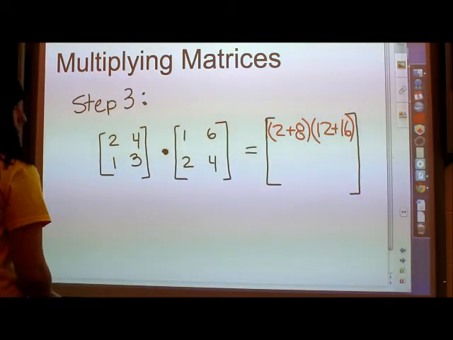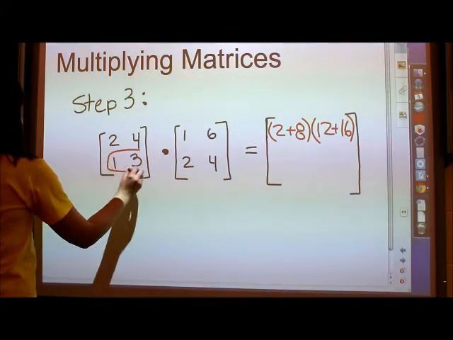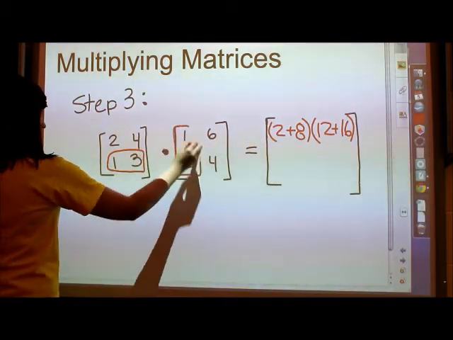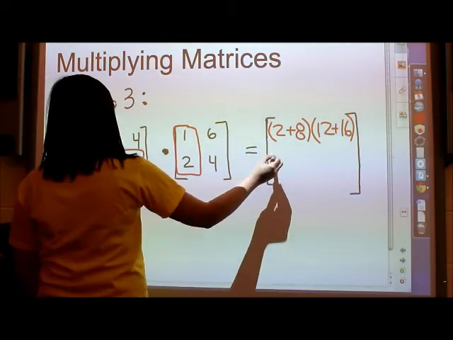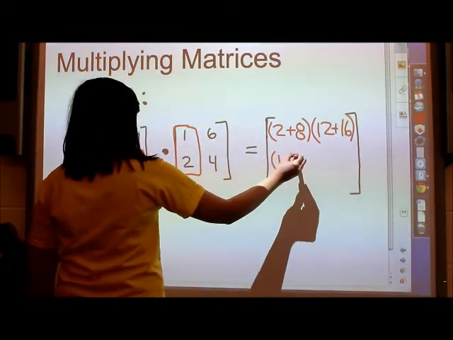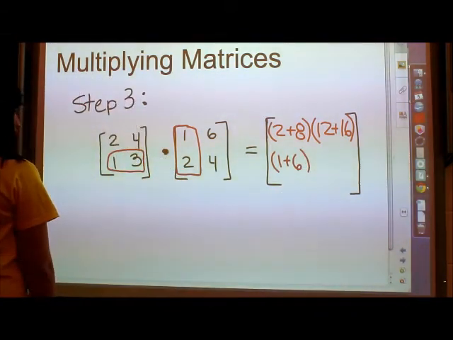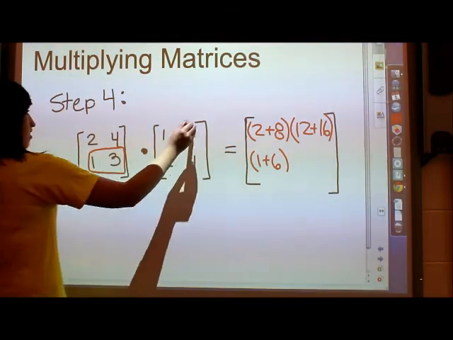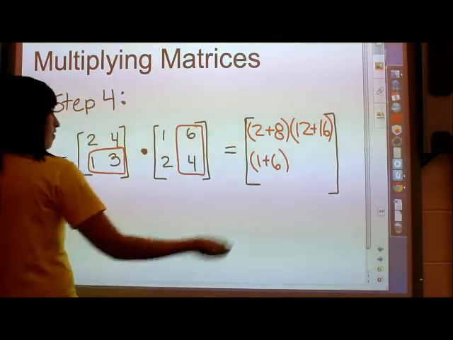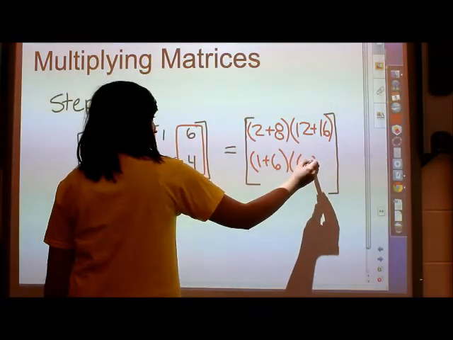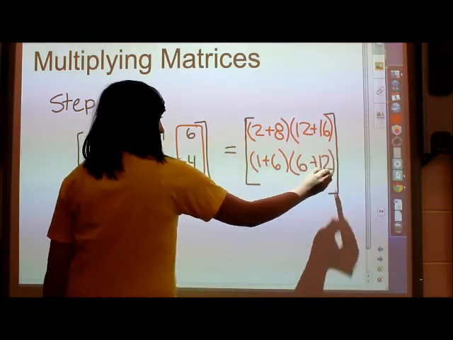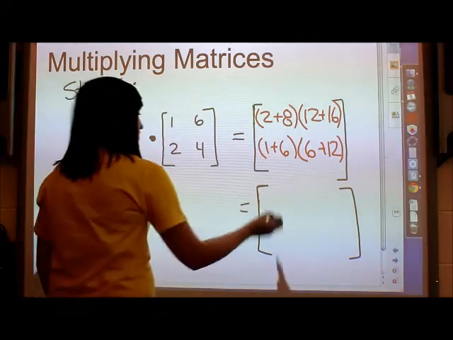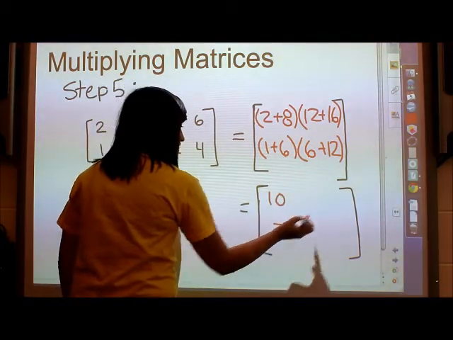Step 3. Multiply the numbers in the second row of the first matrix by the numbers in the first column of the second matrix. Add the products, and put the result in the second row, first column of the answer matrix. Step 4. Multiply the numbers in the second row of the first matrix by the numbers in the second column of the second matrix. Add the products and put the result in the second row, second column of the answer matrix. Step 5. Simplify the answer matrix, and there you have it.